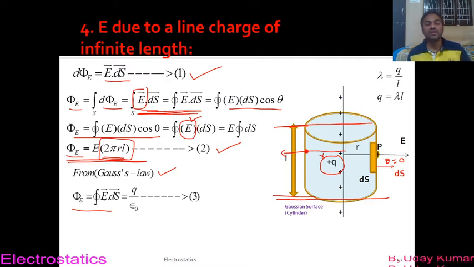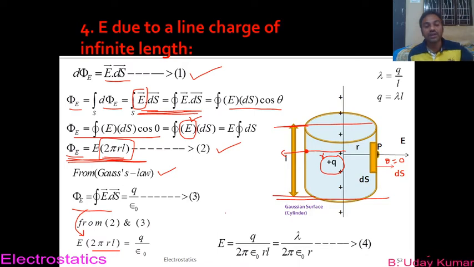So by Gauss law I can write the total electric flux as 1 by epsilon 0 times the charge enclosed by it, and that charge enclosed by this Gaussian cylinder I am taking as plus q. Now substitute 2 in 3. On the left hand side we have phi E, which is equal to E times 2 pi RL. So E times 2 pi RL is equal to Q by epsilon 0. If I send this 2 pi RL to the right hand side, I get E is equal to Q by 2 pi epsilon 0 R times L. So this is the equation that I am going to get.